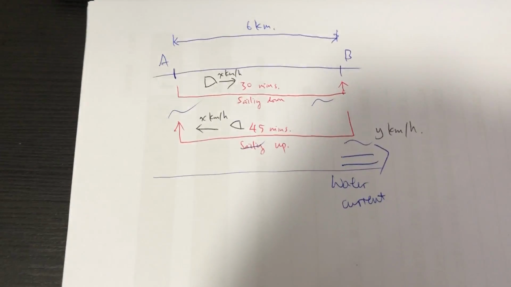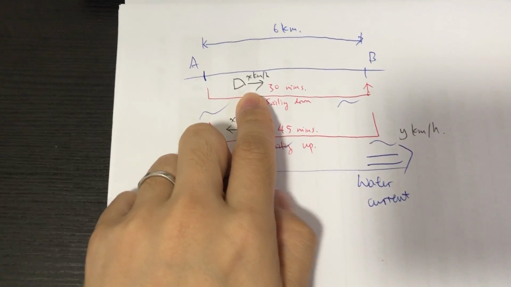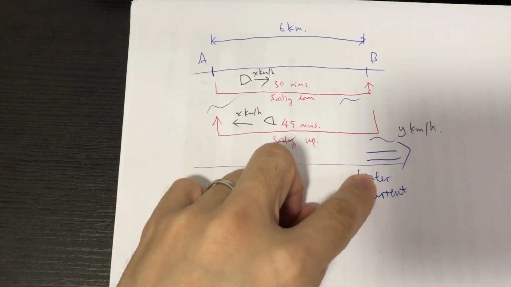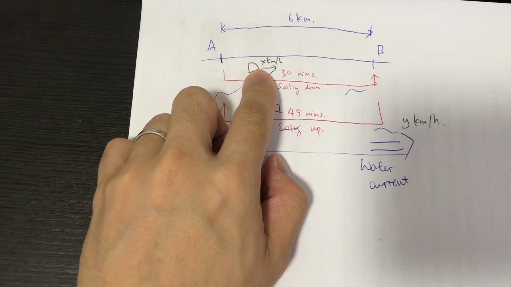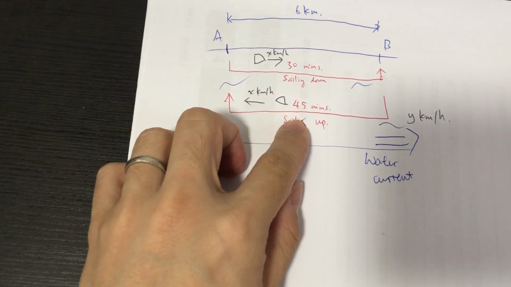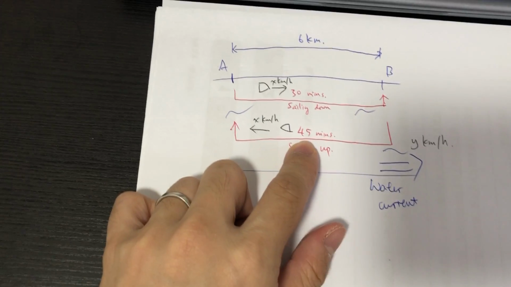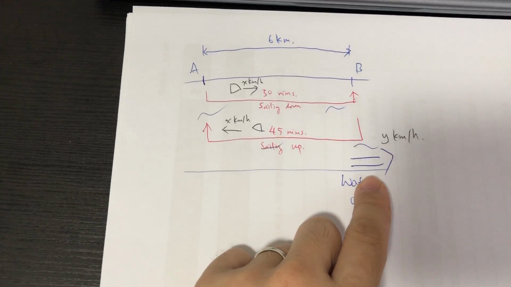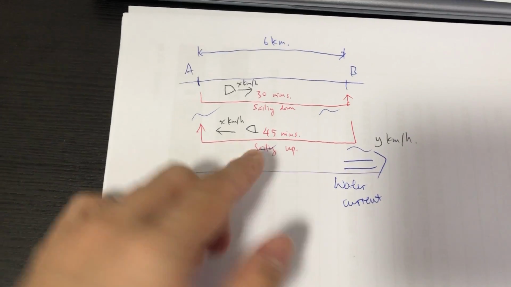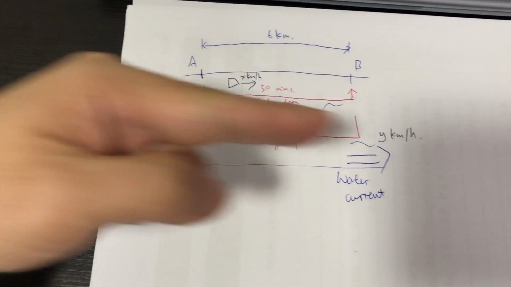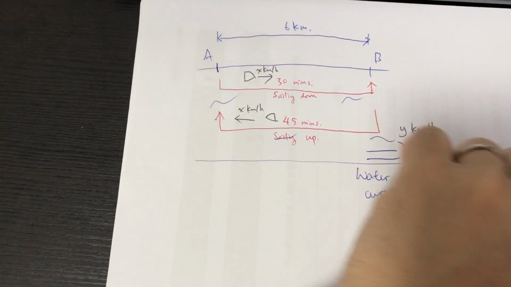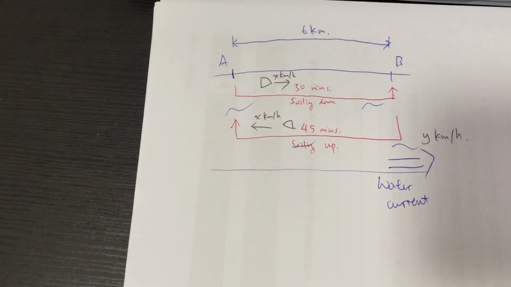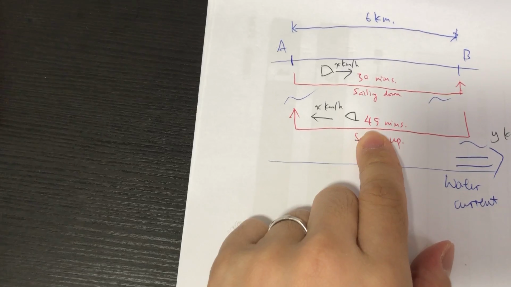If the boat sails in the same direction as the water flow, the speed will be increased, so the time used will be less than the other way. On the other hand, if it sails against the water flow, the water flows in this way but the boat sails in this way, so it will be slower, so the time used will be more.